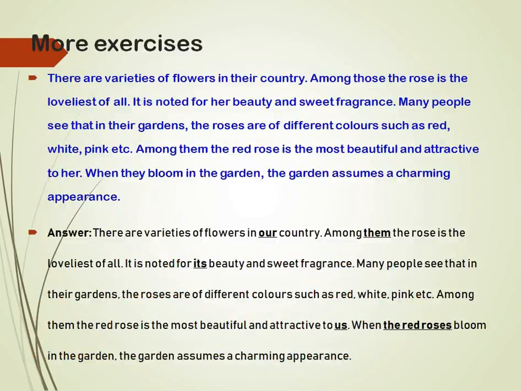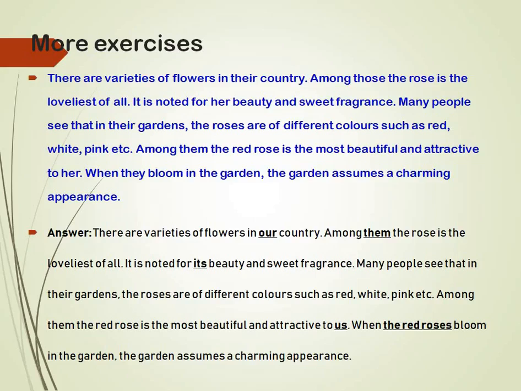There are some more examples for you. There are varieties of flowers in their country. So the correct answer will be, there are varieties of flowers in our country. Among those, the rose is the loveliest of all. Among them, because them is a plural pronoun, so you have to use among them. The rose is the loveliest of all, and it is noted for her beauty. Of course, rose is a concrete substance, so its is the right way of using the pronoun here. It is noted for its beauty.